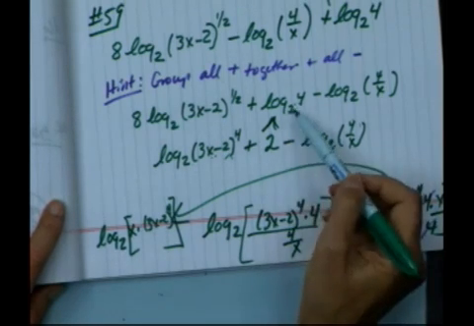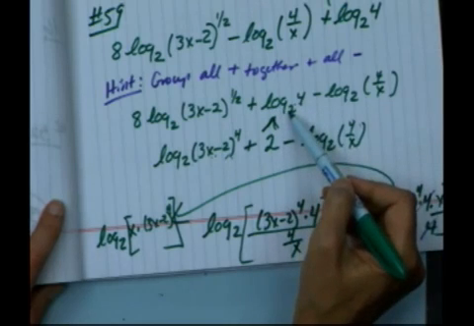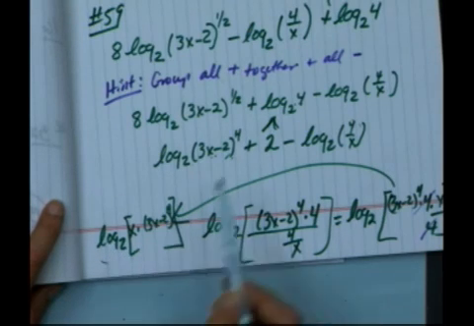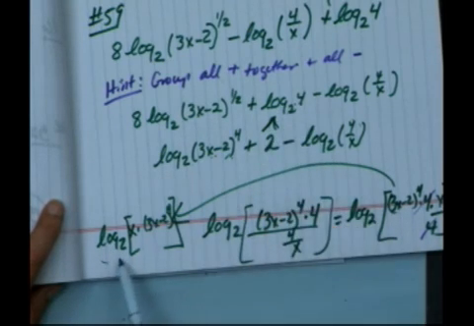They were about to throw me on this log to the base 2 of 4 because it is equivalent to 2, but because the instructions said we only want everything written as a single log, I didn't need to convert that to a 2 there.